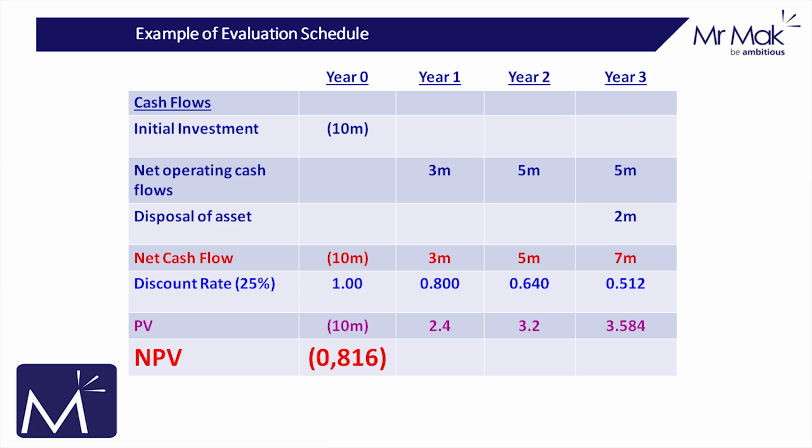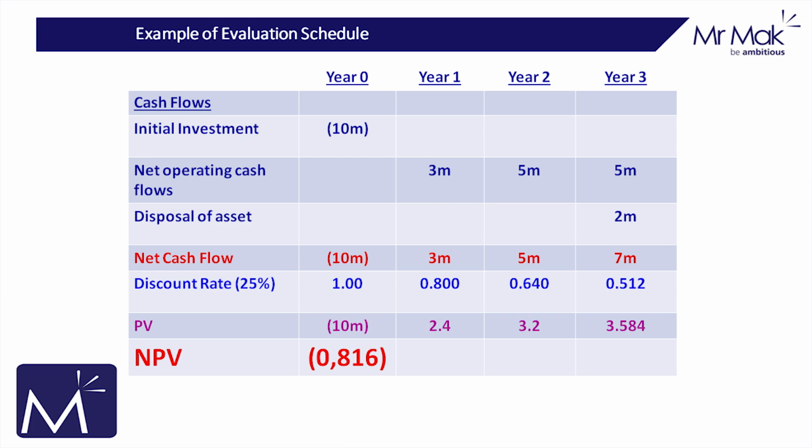Now, I've given you the discount rate you need to apply to this mine. It is 25%. What you need to do is to apply that discount rate and come to some present value factors. So if the discount rate is 25%, the PV factor in year 0 is 1. Paying out 10 million now is worth paying out 10 million. The PV factor in year 1 is 0.8. The PV factor using your present value tables in year 2 is 0.64. And the PV factor in year 3 is 0.512.